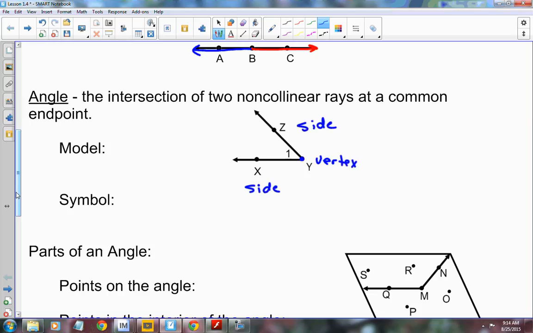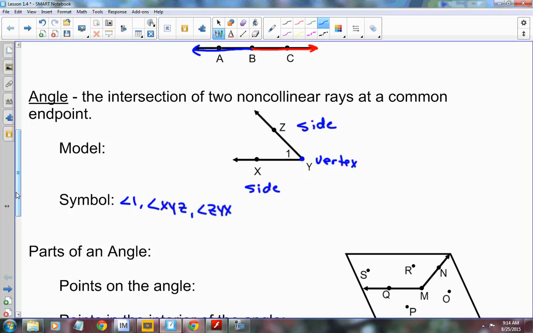Now, when we name an angle, there's a couple of ways that you can do it, okay? If there's a number at the vertex, then you can use that number and call it angle 1. And you always put a little mini angle in front of it when you're naming an angle. The most specific way to name it is to use 3 points. 1 point on one side, the vertex, and then a point on the other side, okay? The middle letter always has to be the vertex. So I could name this angle X, Y, Z. I could reverse the letters and name it angle Z, Y, X. But Y has to be in the middle because it's the vertex.